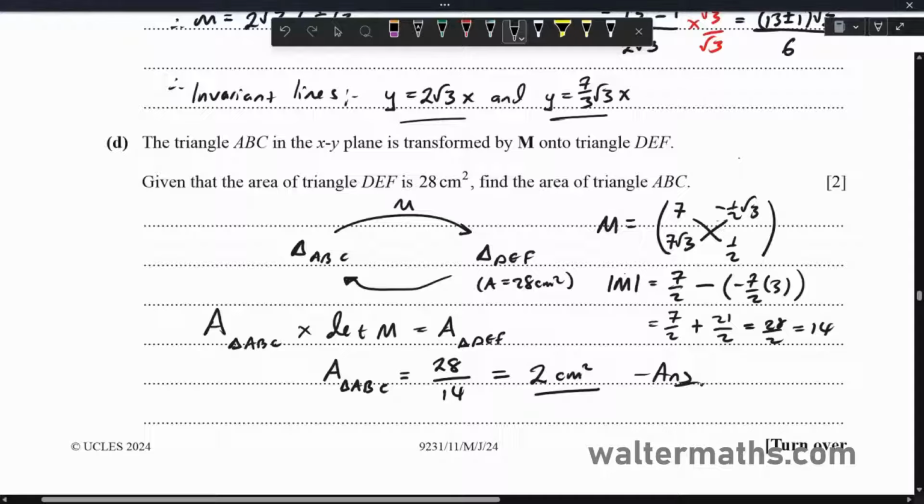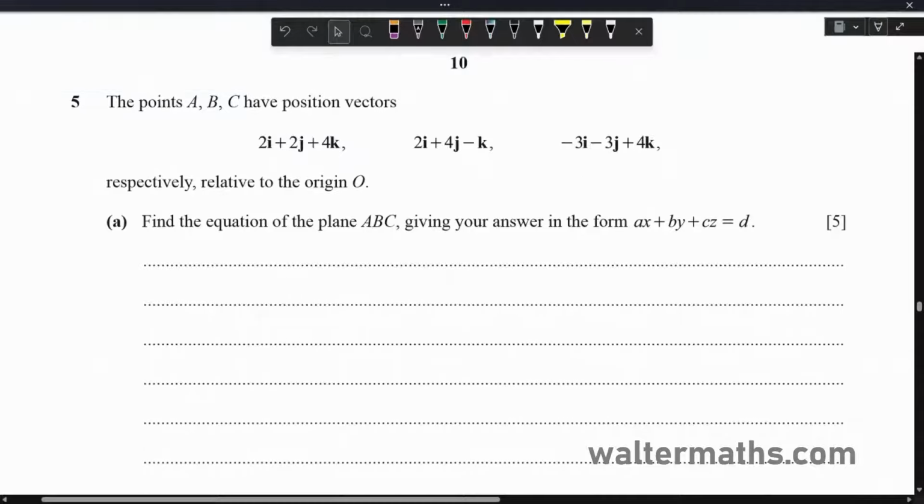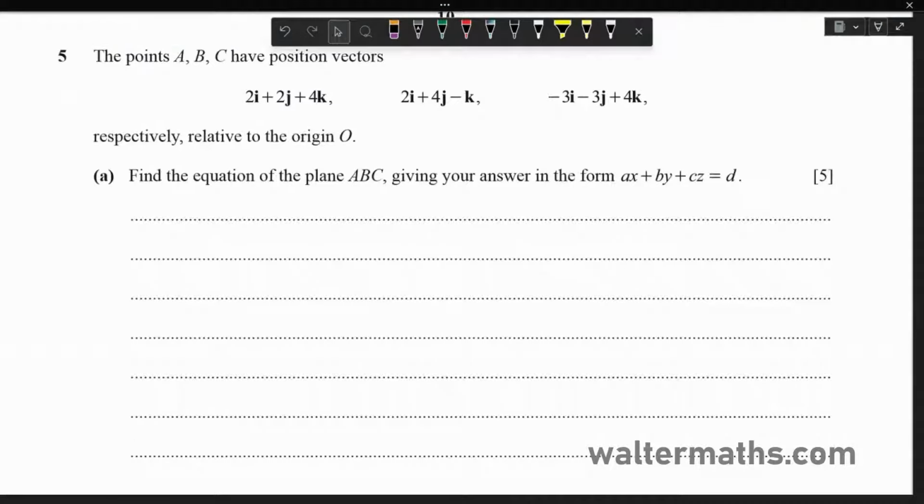All right, so that's how we do it for this question. Let's move on to number 5. The question says: the points A, B, C have position vectors 2i plus 2j plus 4k, 2i plus 4j minus k, and minus 3i minus 3j plus 4k respectively, relative to the origin O. On part A, find the equation of the plane ABC, giving your answer in the form ax plus by plus cz equals d.